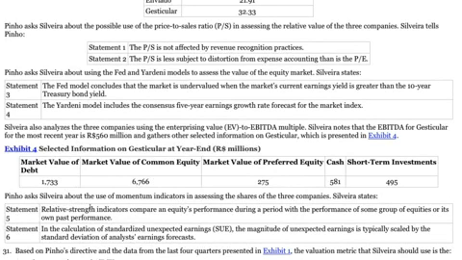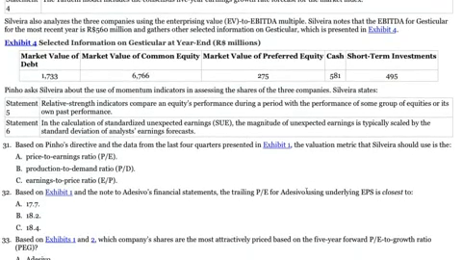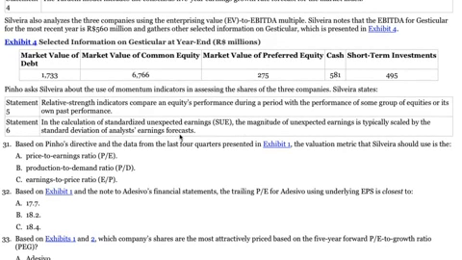Pinho asks Silveria about the use of momentum indicators in assessing the shares of the 3 companies. Silveria states, relative strength indicators compare an equity's performance during a period with the performance of some group of equities or its own past performance. That's exactly what it does. Statement 6, in the calculation of standardized unexpected earnings, the magnitude of unexpected earnings is typically scaled by the standard deviation of the analyst's earnings forecasts. Well, that's not true. It's not scaled by the standard deviation of the analyst's earnings forecast.